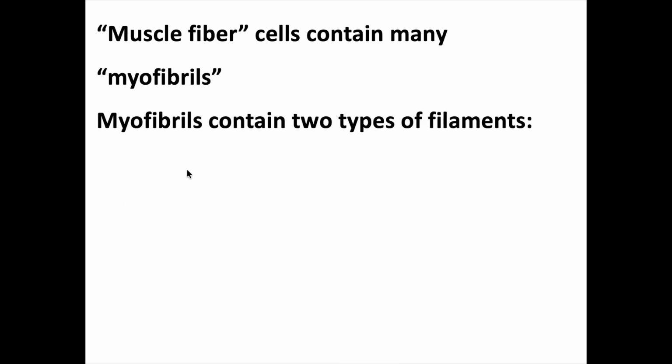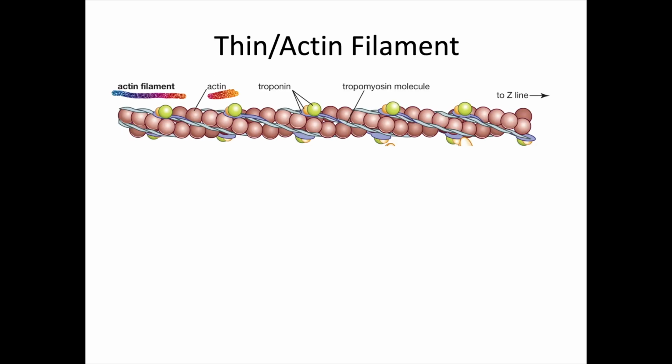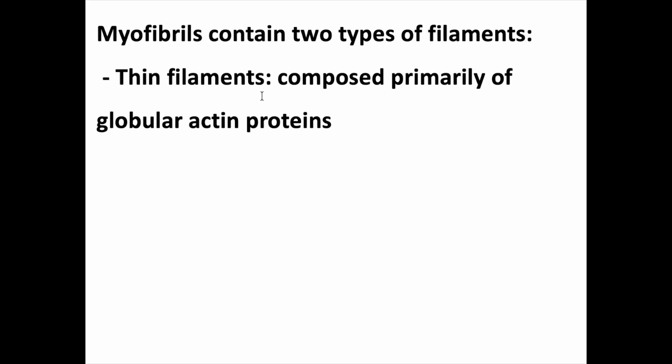But first, let me make this statement. Muscle fiber cells contain many myofibrils. Myofibrils contain two types of filaments. Let's start by looking at the thin filament, also known as the actin filament. It's called the actin filament because, well, it's made of a protein called actin. Each one of these balls is a separate actin protein, and they just repeat over and over and over again. Lots of actin come together to form this actin filament or thin filament. So thin filaments are composed primarily of these globular actin proteins.